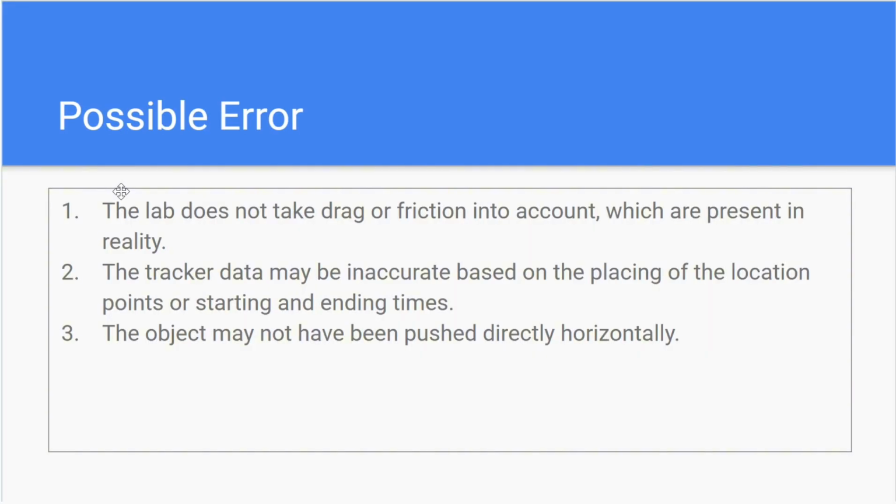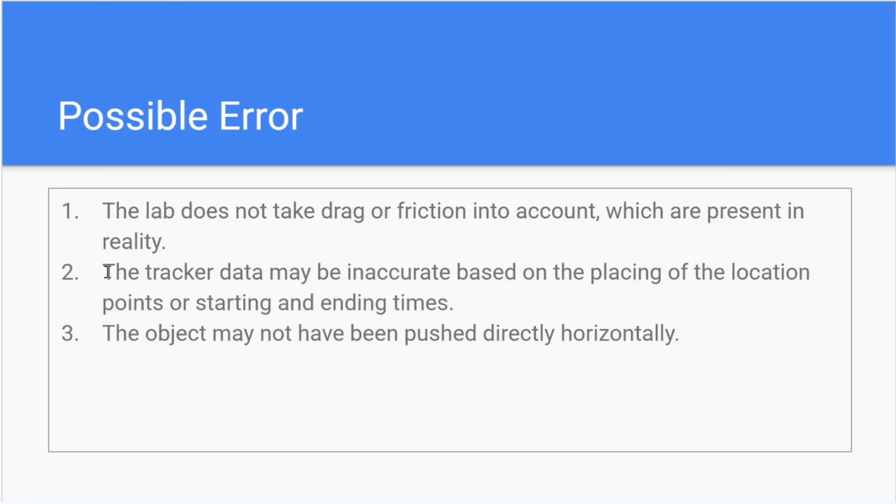Discussion. So some possible errors that may have been made in this lab was that the lab did not take into account any drag or friction, which are present in reality. And so technically the velocity could not be exactly 0. The net force could not be exactly 0.